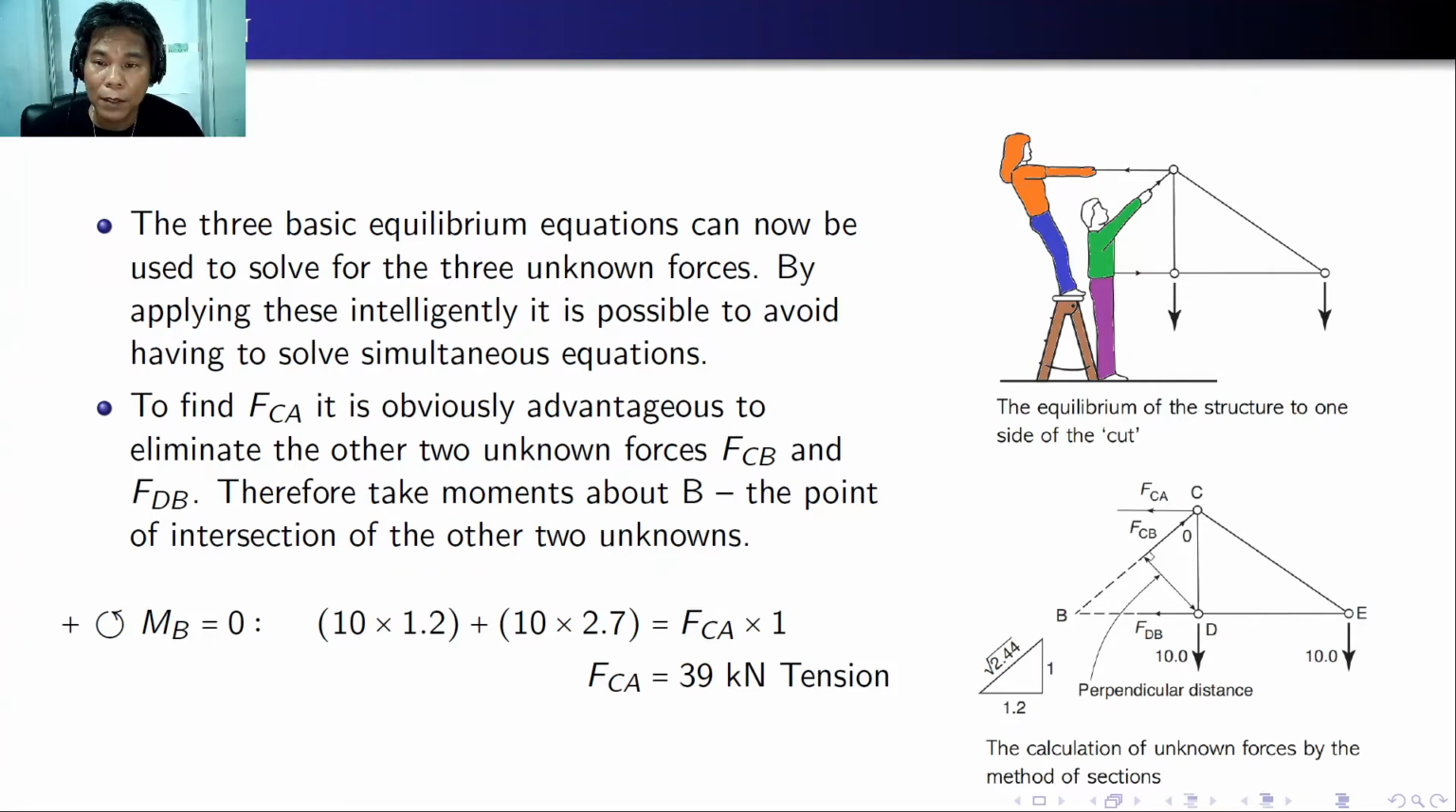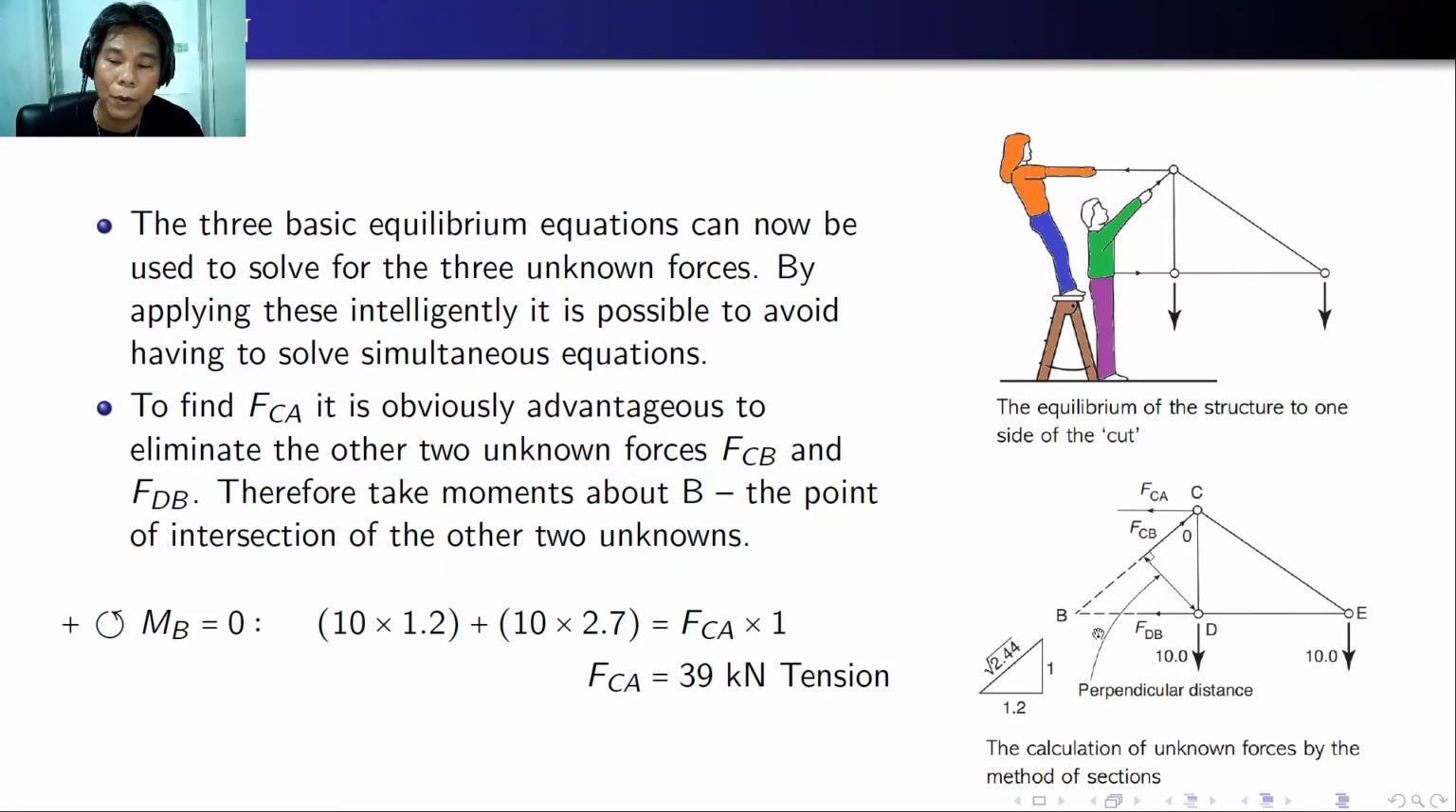So to find the force FCE, that is the tension at the top, it is obviously advantageous to eliminate the other two unknown forces, FCB and FDB. And how do we do that one? Because these two forces intersect at point B, so we can take moment at point B.